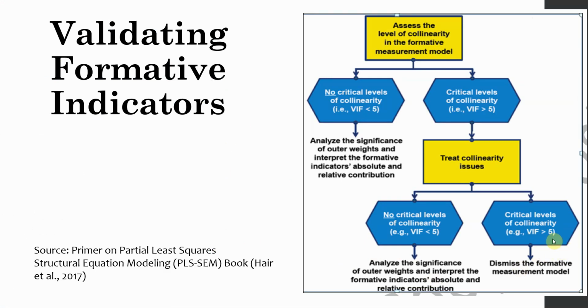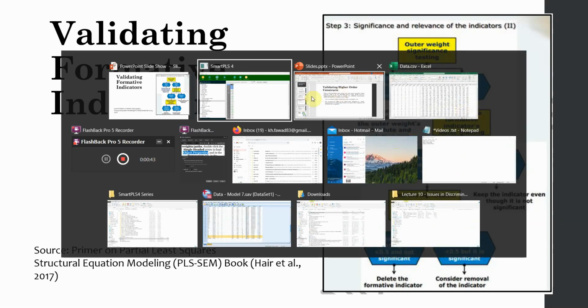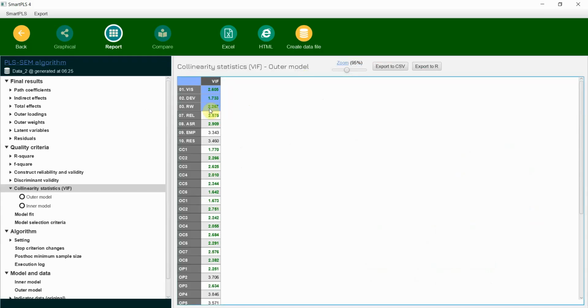And if they were greater than 5, you would dismiss the formative measurement model. Now we do not have any issue. And next thing is, you start with assessment of your outer weights. Look at the outer weights and see if they are significant. Now, if they are not significant, then we will use this route. But if they are significant, you can move on, and still we are going to assess the loadings anyway.